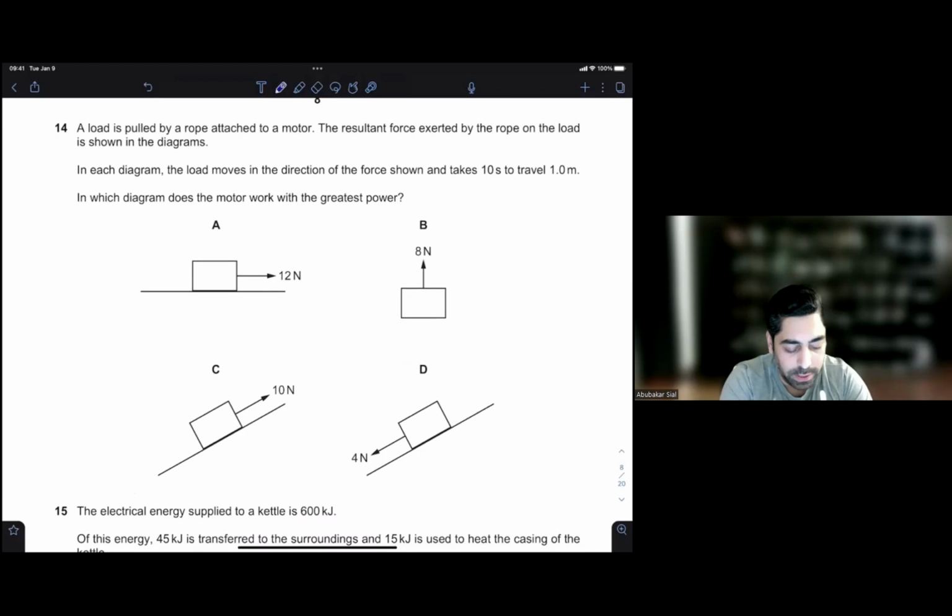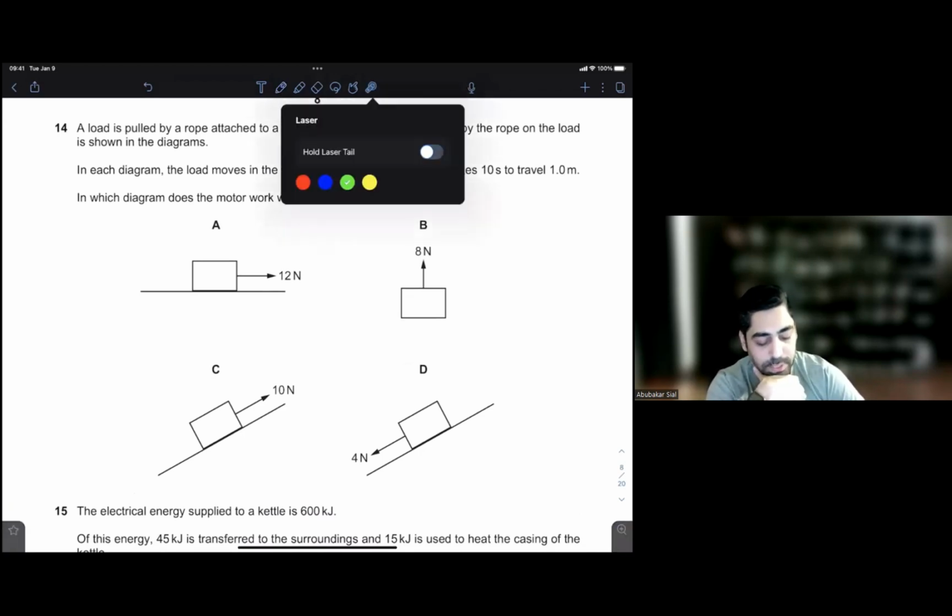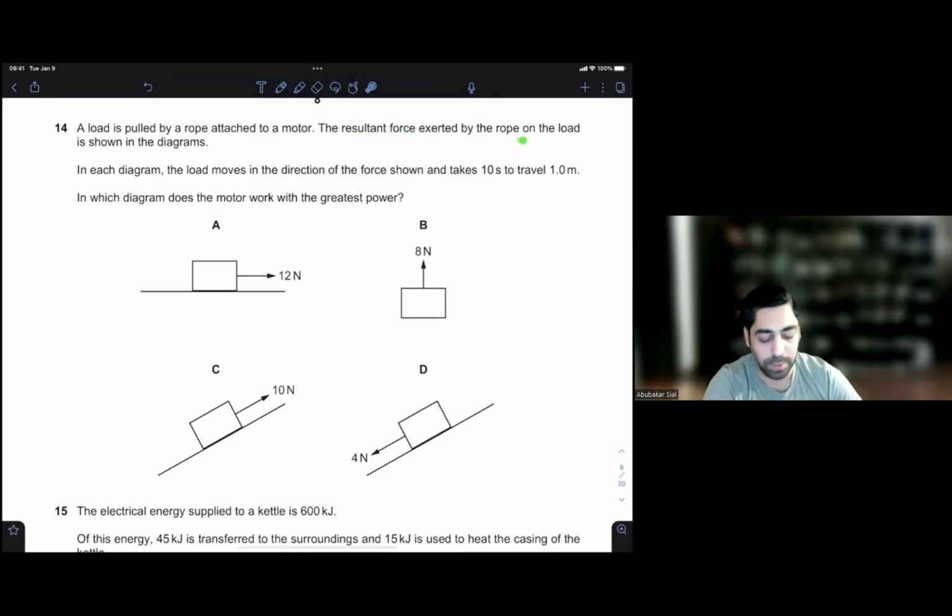So number 14, it says a load is pulled by a rope attached to a motor, and the resultant force exerted by the rope on the load is shown in these diagrams. In each diagram, the load moves in the direction of the force shown and takes 10 seconds to travel 1 meter. In which diagram does the motor work with the greatest power? Now, quickly, we'll just write down the equation. For power, in this case, is going to be work done divided by the time taken.